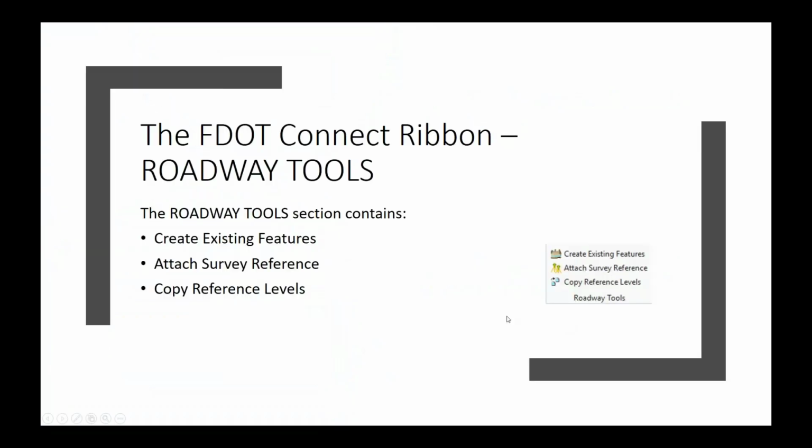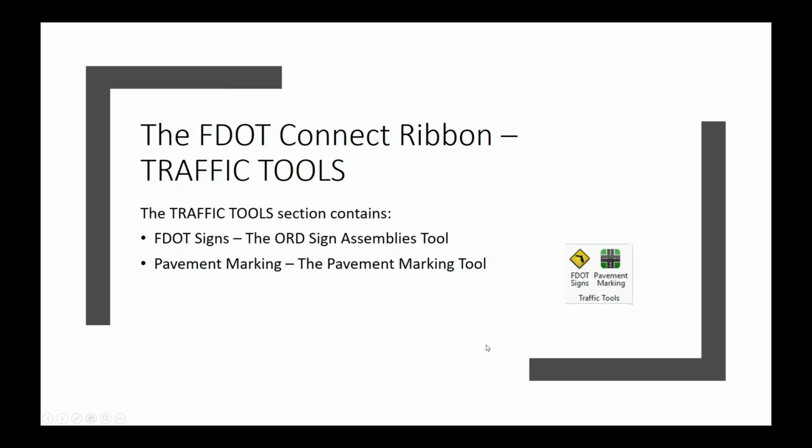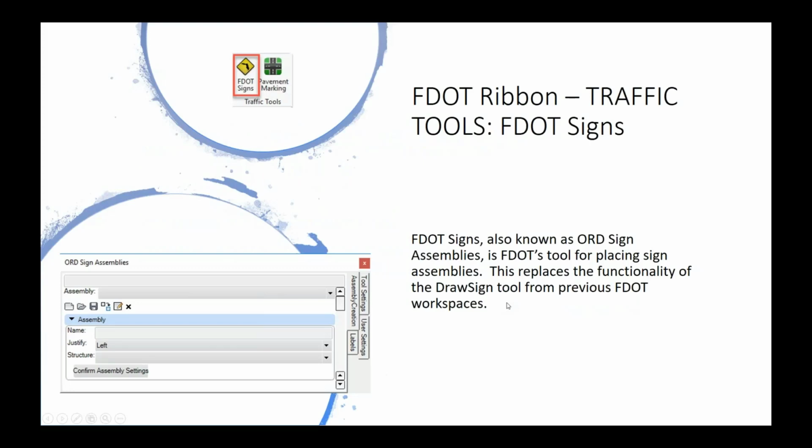The Roadway Tools section of the FDOT ribbon contains the following tools: Create Existing Features, Attach Survey Reference, and Copy Reference Level. I'm not going to go into too much detail about these tools in today's webinar because they will be covered in depth in a future webinar. The Traffic Tools section of the FDOT ribbon contains the FDOT Signs or ORD Sign Assemblies tool, as well as the Pavement Marking tool. It says Pavement Marking, but it is the Pavement Marking tool, according to the dialog.